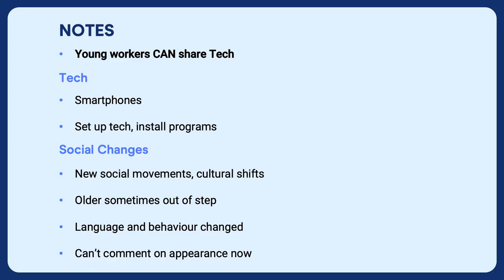So you can see here, I've got a clear position. Young workers can indeed teach older workers many things. Then I've got 2 points. The first is technology. Young people often have to help older people with new tech. And second, younger people often help older people understand what's going on in social movements and cultural changes.